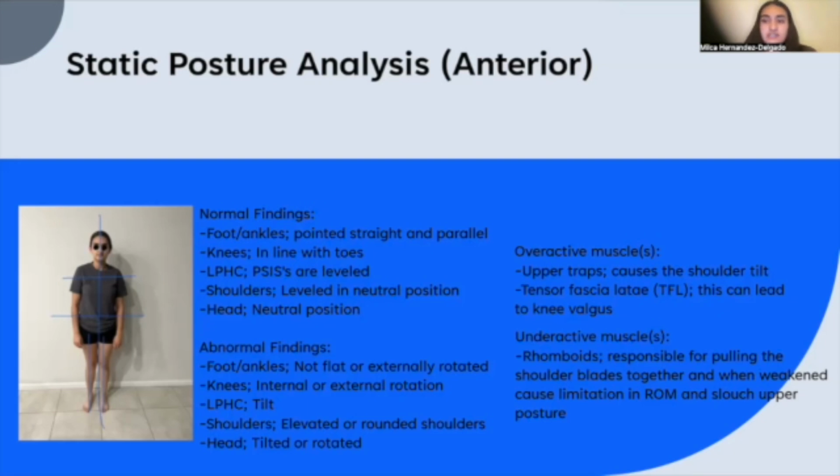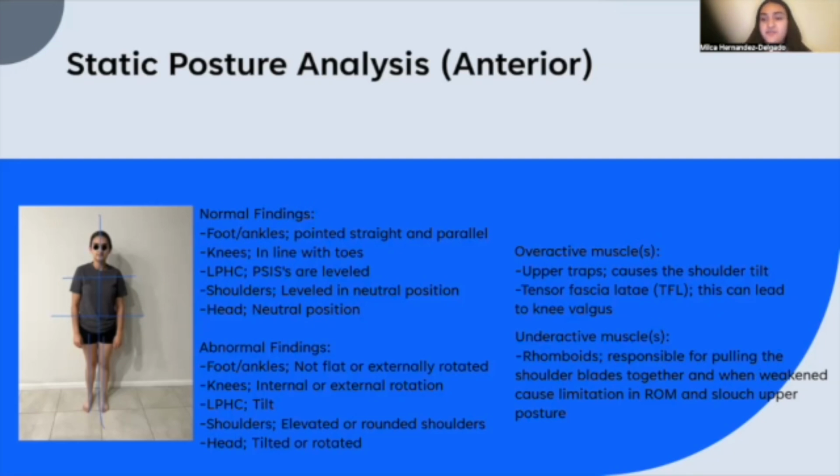Our LPHC would be at a tilted angle, and our shoulders will be elevated, or we'll have rounded shoulders, which in other views you're able to see more. Our head would be tilted or rotated as well. Some overactive muscles that you could see in this would be the upper traps, which causes that shoulder tilt, which you could see in my image.